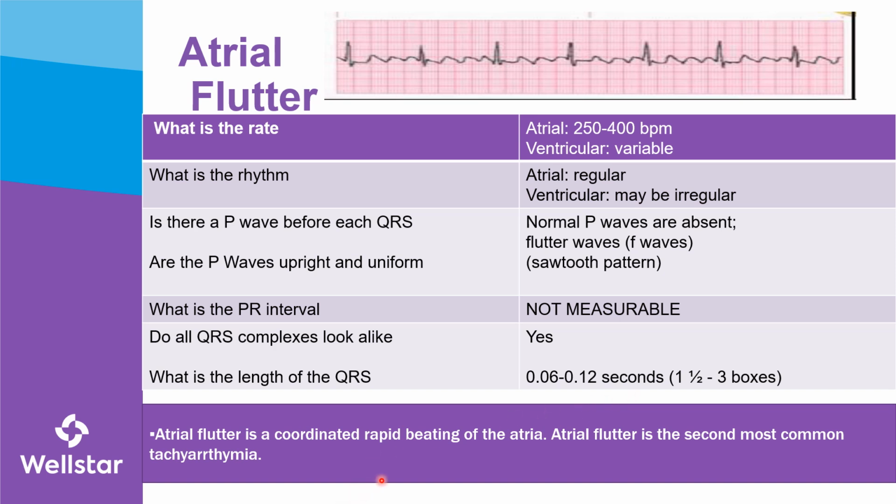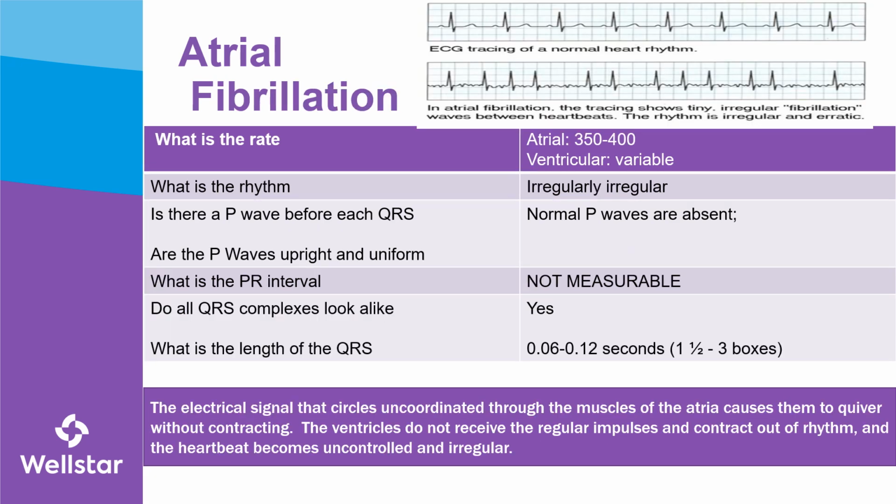Atrial flutter is coordinated rapid beating of the atria. Atrial flutter is the second most common tachyarrhythmia. Atrial fibrillation is very common; it can be normal, it can be very abnormal, especially in our new onset patients. So what is the rate? The rate varies. You have an atrial rate of between 350 to 400. Ventricular, again, is variable. The QRS complexes are going to be irregular.